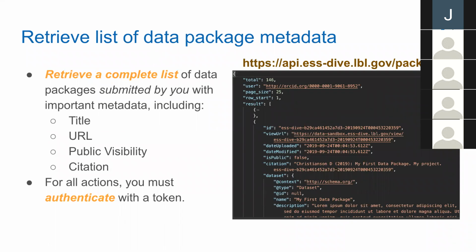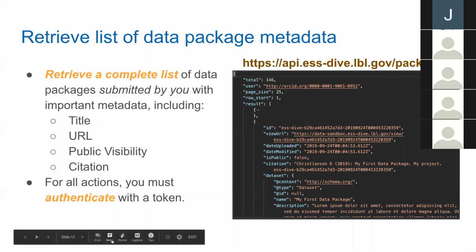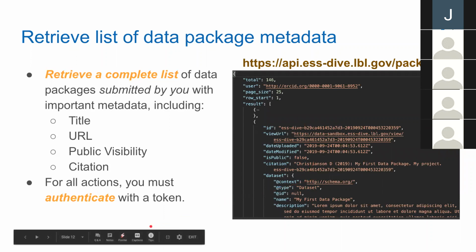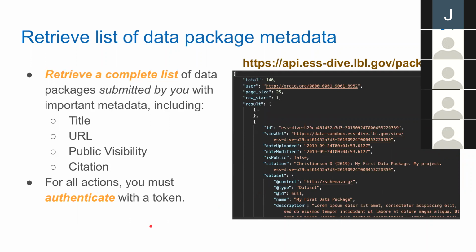You can retrieve a list of all of your submitted data packages to ESS-DIVE, including important metadata information such as title, URL, if it's public or not, which we can see right here, which is always an important one to double check. Did I actually publish this data set, or is it just sitting here and no one can see it yet? And finally, the citation, always a good thing to have. Again, we require the authentication token to access.